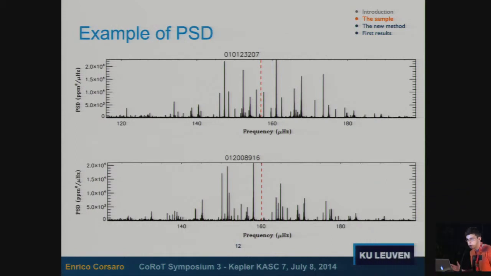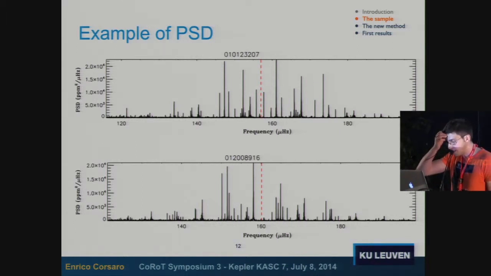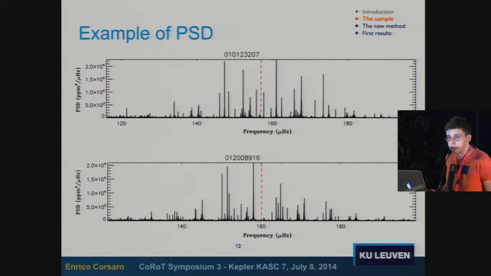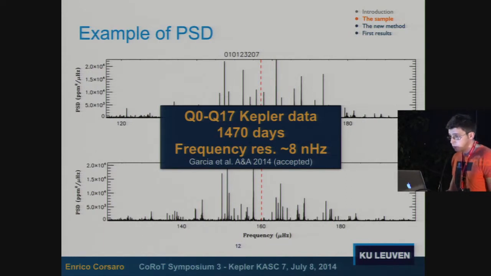An example of two power spectra of these stars is given in this slide, where you can see that for these two stars, despite the fact that they have a very similar nu max, you have a quite different structure of the mixed modes. So in the top panel, in this case, there are much fewer modes than in the lower one. We used new data sets of Kepler, spanning about 1,500 days of observation. So we have a frequency resolution of 8 nanohertz.